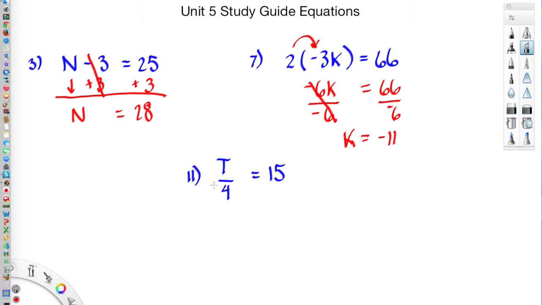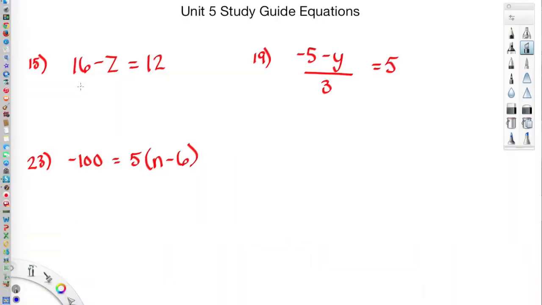Number 11, I have t divided by 4 is equal to 15. T is being divided by 4. The inverse of that is multiplying it by 4. And I will multiply both sides by 4. The 4's cancel each other out. And I'm left with t is equal to 15 times 4, which is 60.